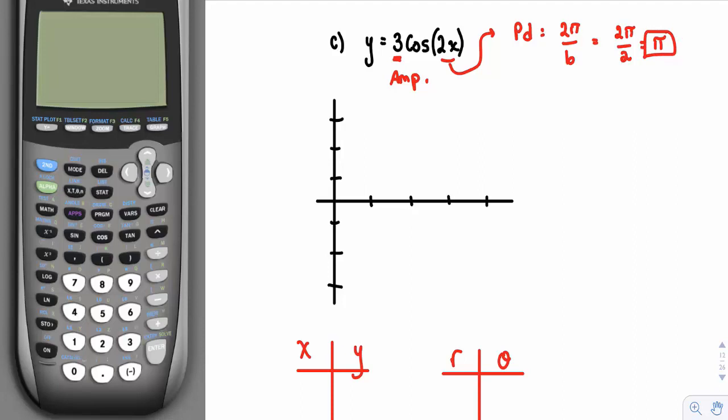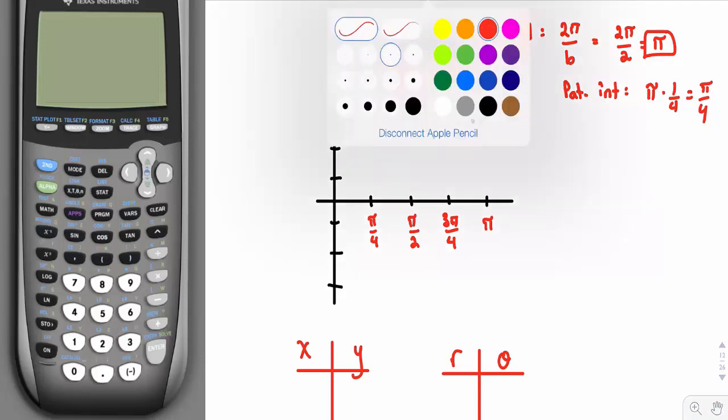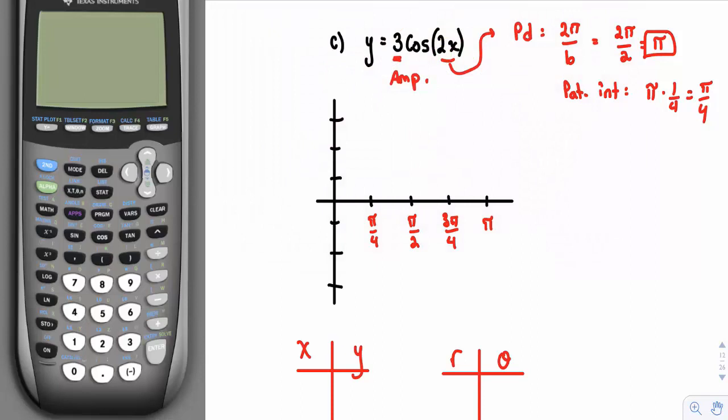Now that we have our period, I'm going to do my Pat interval. So the Pat interval, which I use to find the x values on my x-axis, I'm going to go pi times 1/4, so pi over 4. So on my x-axis, I'm going to go by pi over 4s. So pi over 4, 2 pi over 4, is pi over 2, then 3 pi over 4, and then pi. And again, this graph keeps going. If we need to graph more, we'll graph more. Hopefully if we see the pattern, we won't have to go out any farther, but that'll be up to you.